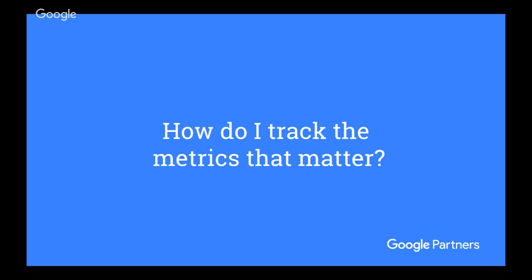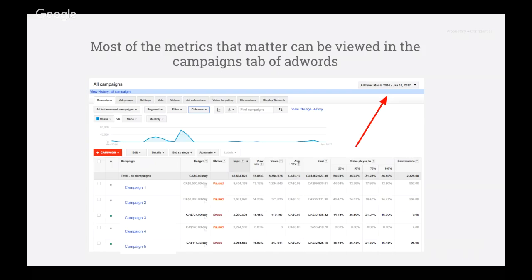So now we're going to track the metrics that matter. You can see that most of the metrics that matter can be found in the Campaigns tab of AdWords. If everything is zeros once you start running your campaign, don't immediately panic. I've done this a lot of times before. Go to the top right and check that the campaign timing is set to the correct period. That will usually solve your problem.